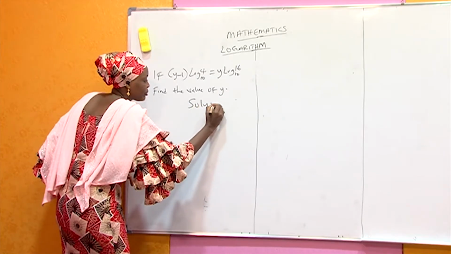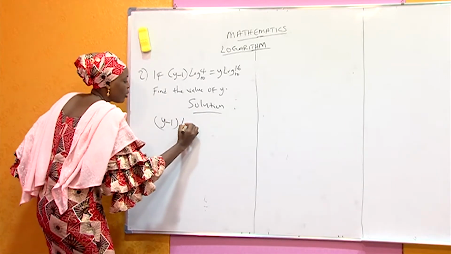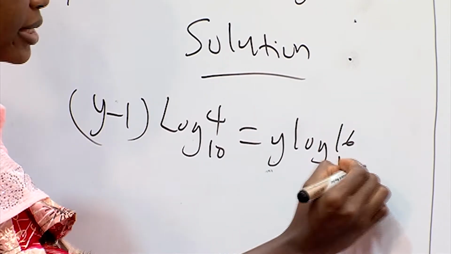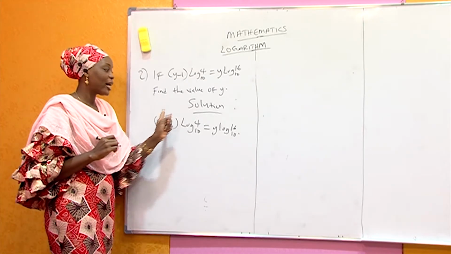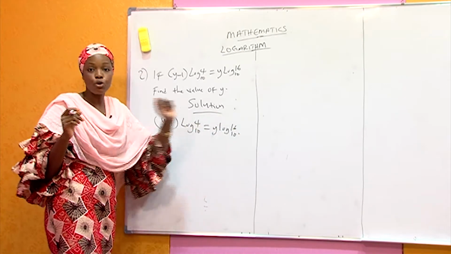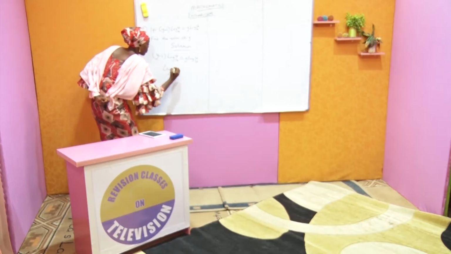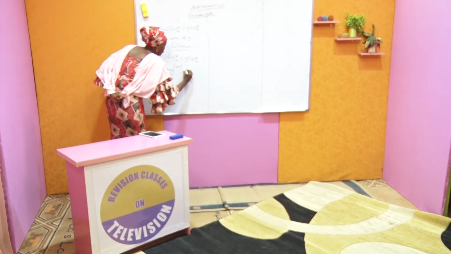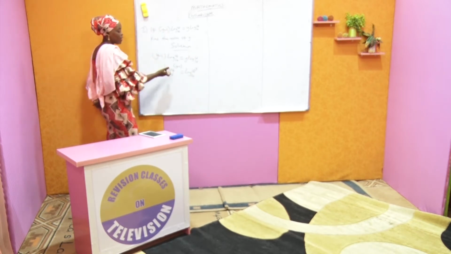Solution. Having (y minus 1) log 4 base 10 equals y log 16 base 10, like I said, we can put this y minus 1 back to the power where it previously was, and this y we can put back to the power of 16, so 16 raised to the power of y. So we have log 4 raised to y minus 1, don't forget your base is 10, and log 16 raised to y base 10, putting the power back. We haven't committed any crime.